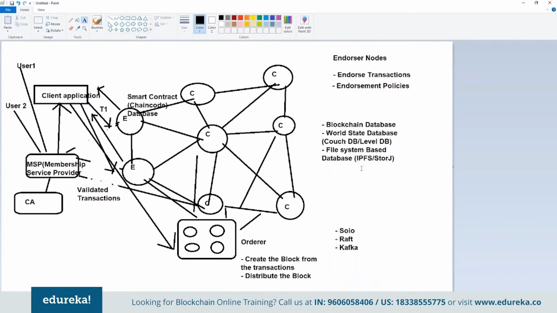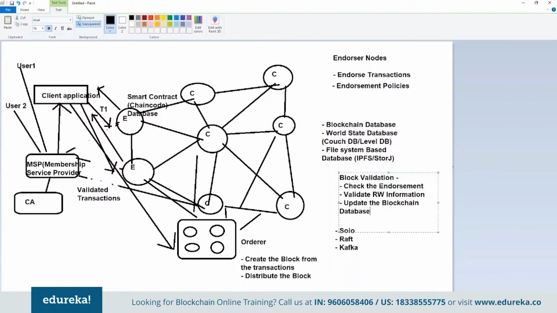And then you can have the individual files stored in a different kind of distributed file system like IPFS, and they can be connected with the blockchain database because we can store the signature of these files in our blockchain network. So this is how your Fabric networks look like.